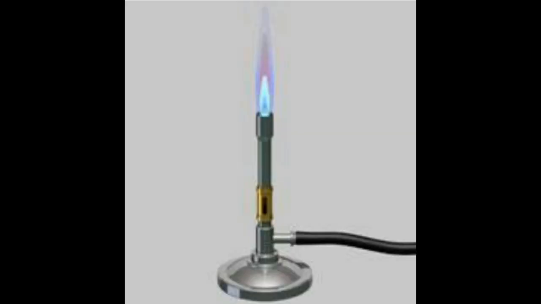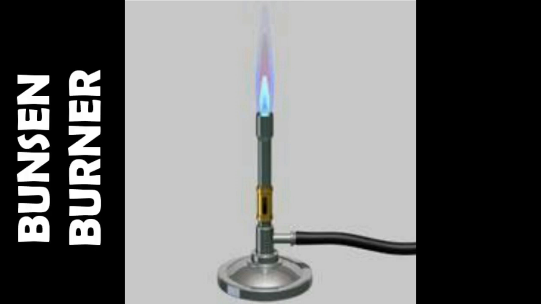Let's go to the Bunsen burner. This is mainly used to produce the heat source in the absence of the flammable material. Means when we are going to test any substances or when we are going to do any practical in our surrounding without any flammable material, we are going to use this Bunsen burner.